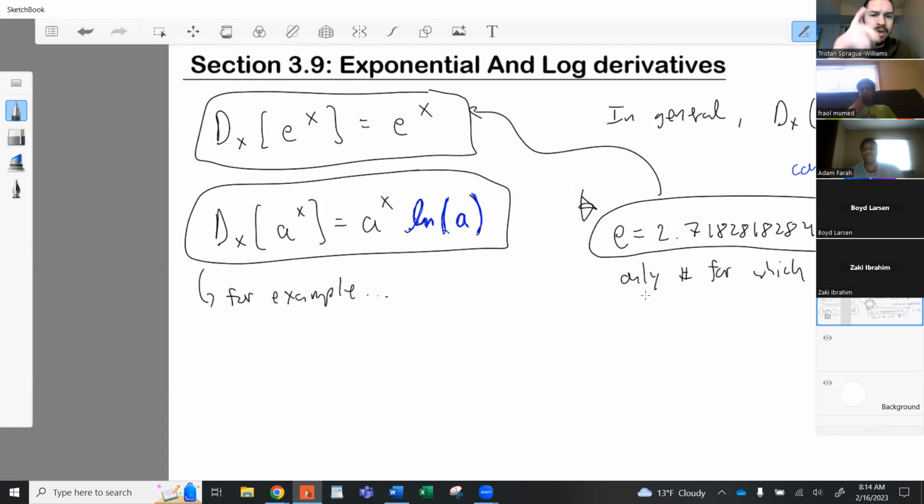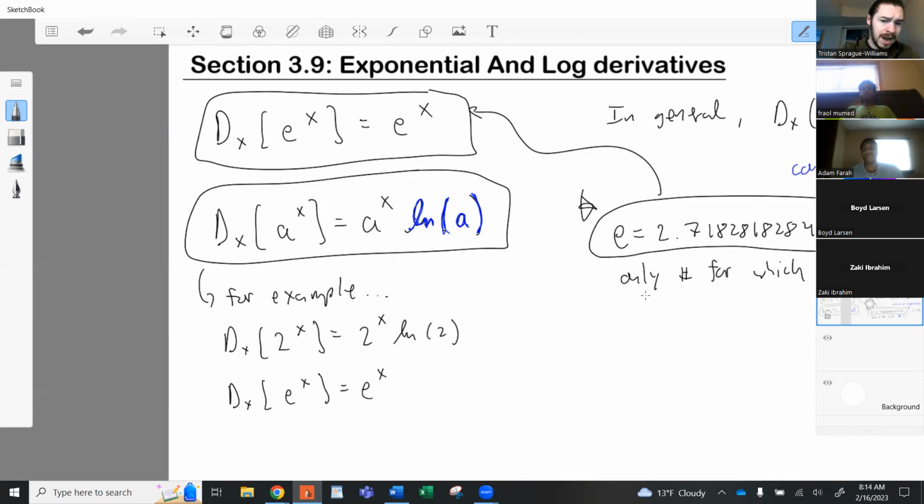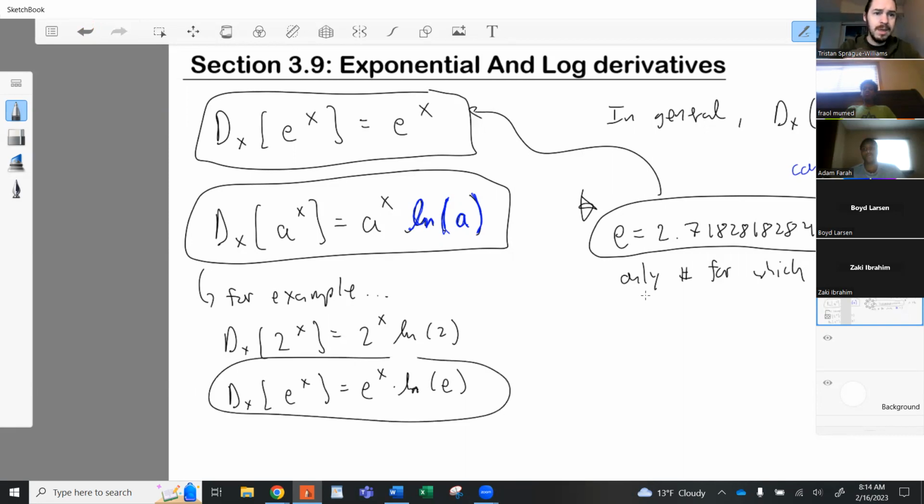So let's do a few examples. One is if you have 2 to the power x, this would be 2 to the power x, but then times the natural log of 2. Another example is if you have e to the power x, this would be e to the power x times the natural log of e. So what I'm saying is that the first differentiation rule is an example of the second one.